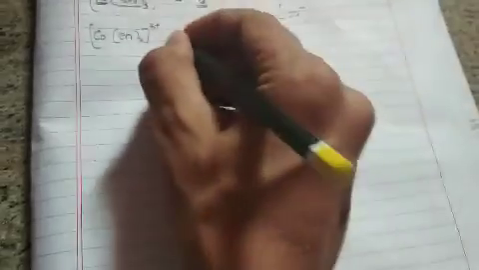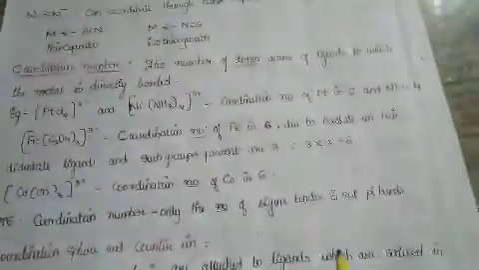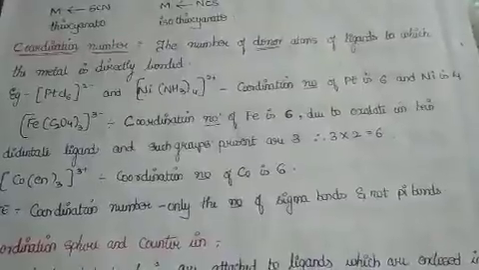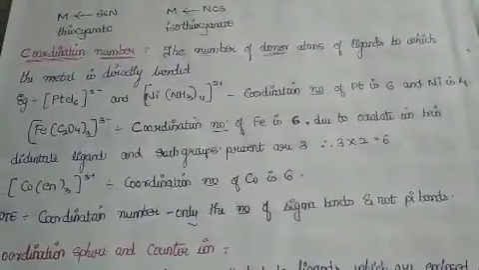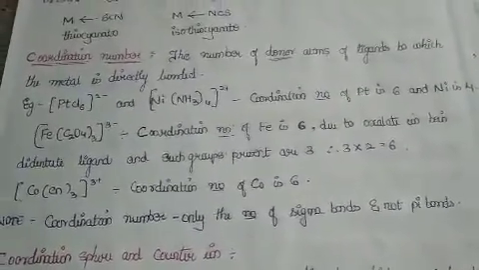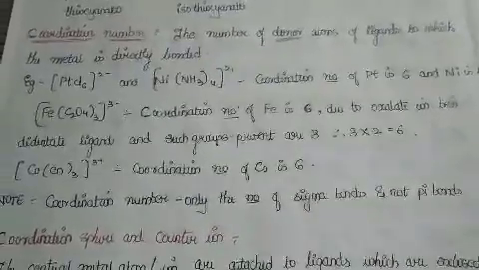Similarly, can you give me this one? Co(en)3 3+, what will be the coordination number? Of course, here en is also a didentate ligand, so the coordination number is 6. So this is very important to calculate the coordination number. Please remember that it is the number of donor atoms of the ligands to which the metal is directly bonded.